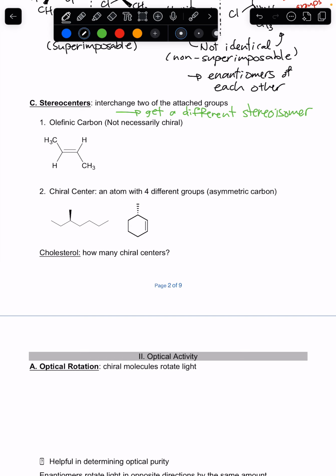So for example, here's a molecule with an olefin or alkene in it, and this is actually not chiral, the olefinic carbon. By the way, alkene carbons, we would call them olefinic carbons. Alkene and olefin are kind of synonymous. Okay, I want you to pay special attention to these 2 carbons. Okay, they're stereocenters.